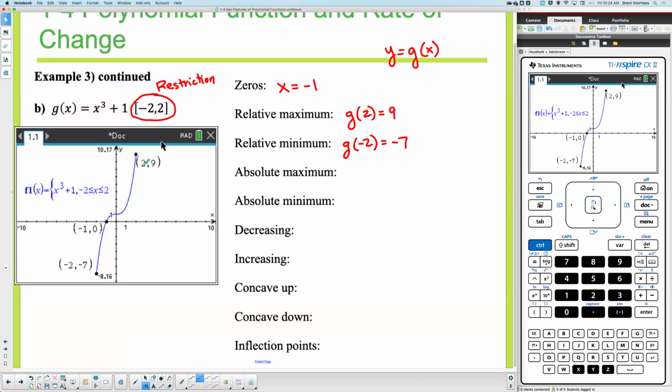Now, is this an absolute maximum? Meaning, does the graph ever go higher? No, it never goes higher. So it is an absolute. So you copy your answer that we just had earlier. The next example will have where they're different. You'll get to see that. Is this an absolute minimum of the graph? Yes, that's the lowest it ever travels. So that is an absolute minimum.